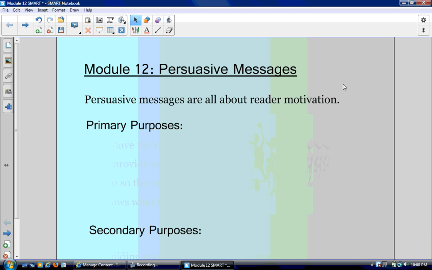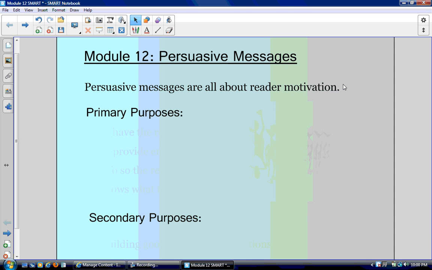Not infrequently, what you're trying to do is change people's behavior with your request for action in your message. So a fair number of business communication messages are persuasive in their focus.